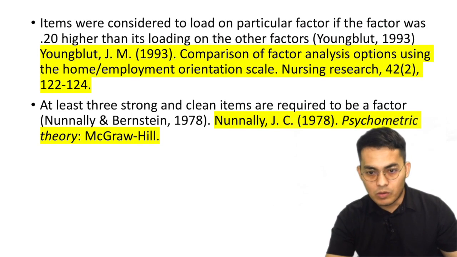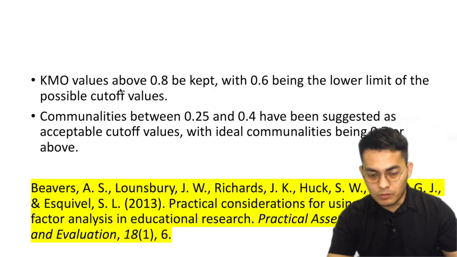And items were considered to load on a particular factor if the loading is 0.20 higher than its loadings on the other factors. So it's based on Young here. And at least 3 strong and clean items are required to form a factor. And for the KMO here, 0.8 is good to keep, but 0.6 is the possible cutoff value, because below that it means the sample size is not good enough to do the factor analysis.